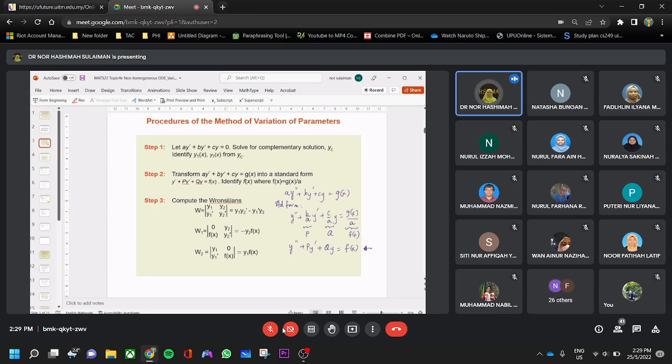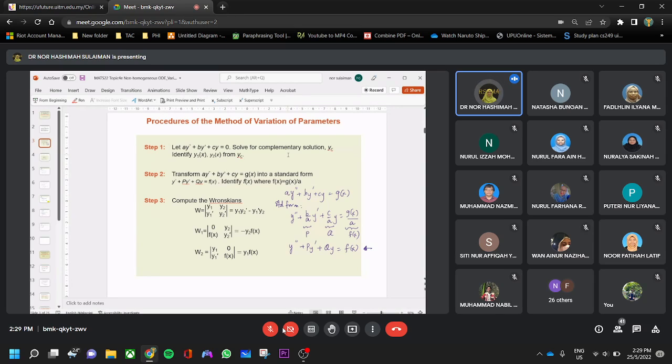The first row of the entries, alright? The entries in the first row of the determinant is the basic function kan, basic solution, and then the second row of the determinant tu is the first derivative, right? The corresponding first derivative of the function, the basic solution y1 and y2. Okay, alright. Okay, so macam ni lah senang cakap.